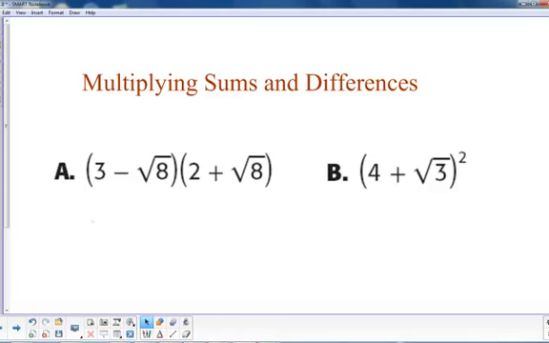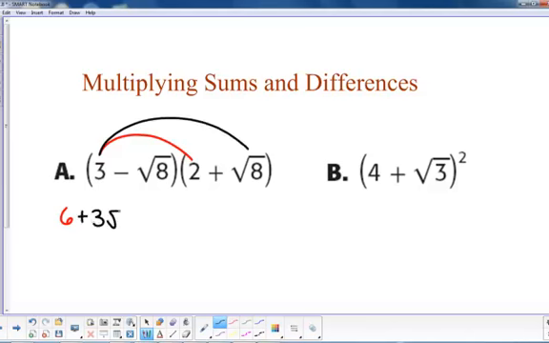All right, back to the distributive property, or that FOIL method, first, outer, inner, last. So 3 times 2 is our first one. That's 6. And then the outer, we have 3 root 8. That root 8 is going to need to be simplified. And then the inner, minus 2 root 8. If you're losing that negative, you might want to make it plus a negative.